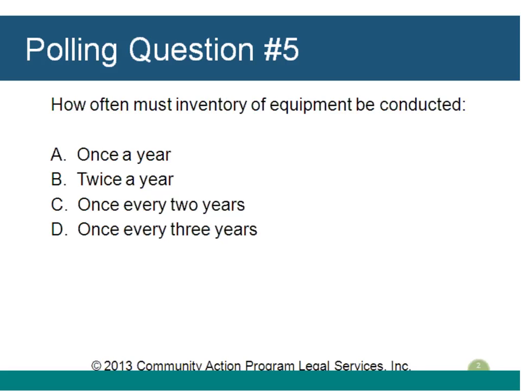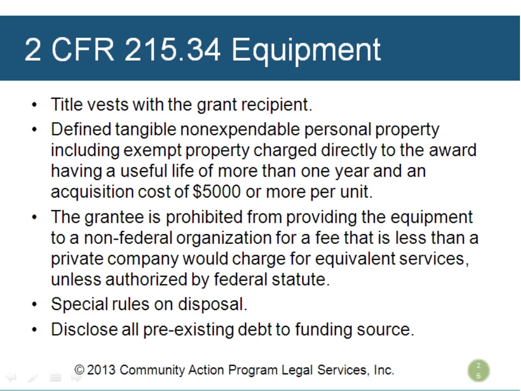So here are some of the rules relating to equipment that you should be familiar with. The title vests with the grant recipient. So what that means is that even though you get federal funds to buy a piece of equipment, you, i.e. the grantee, or it could be the sub-grantee, I suppose, if you are giving money to the sub-grantee, but you are the one who owns the equipment. So the money does not necessarily determine the ownership. The grantee owns it, even though it's with federal funds.